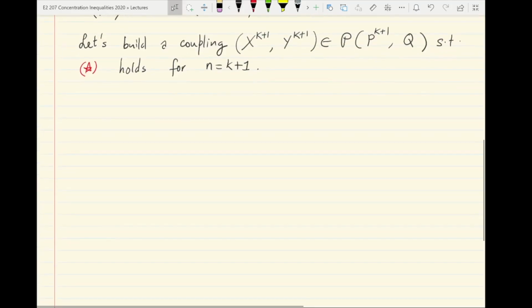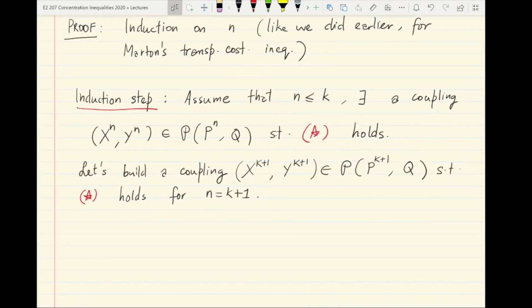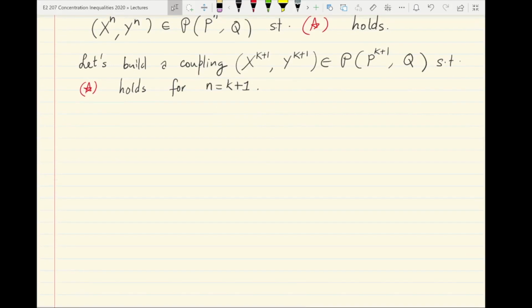The idea is exactly the same as what we did to extend the induction hypothesis for Marton's transportation cost inequality. So what is the idea here? In words, let's say you have a coupling in your hand, which can couple x1 through xk to y1 through yk. Okay, so you basically have a coupling between these two. And what we would like to do is to extend this to a coupling between k plus 1 length sequences on the top and the bottom.